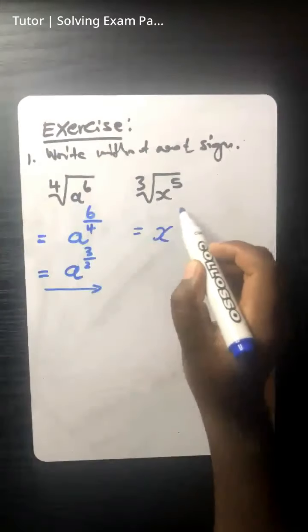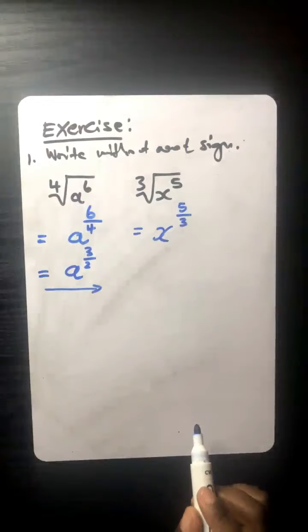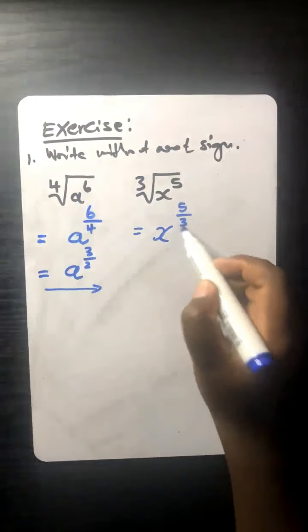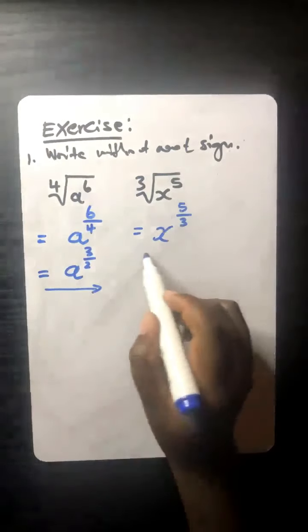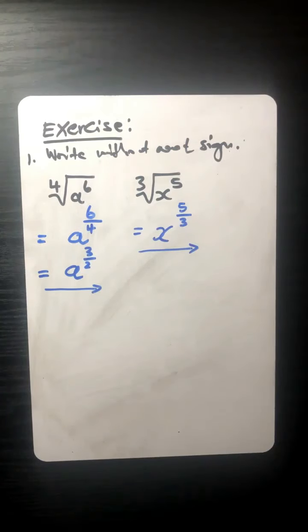So that one is going to be x, you have 5 to the exponent 3. So this one cannot be further simplified. It just ends there. Ladies and gentlemen, this was the first exercise that I had to do.